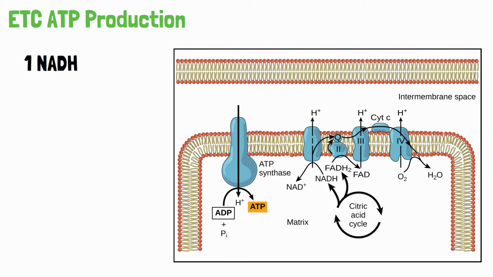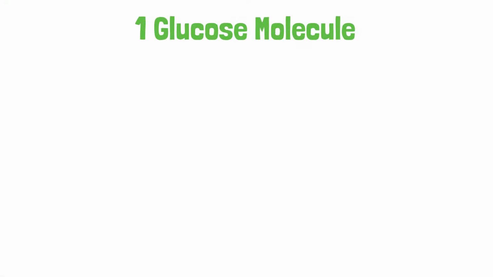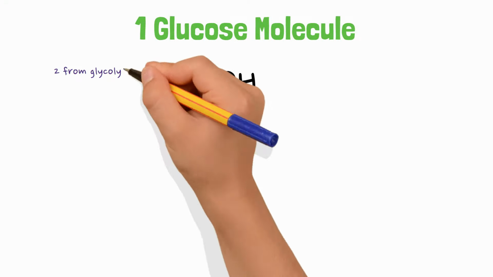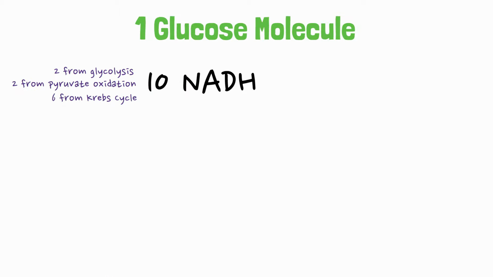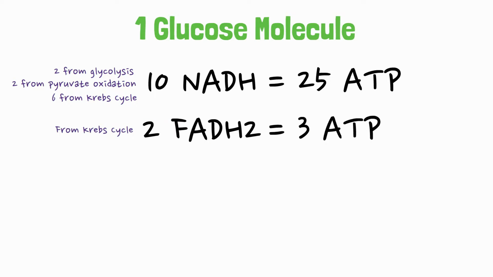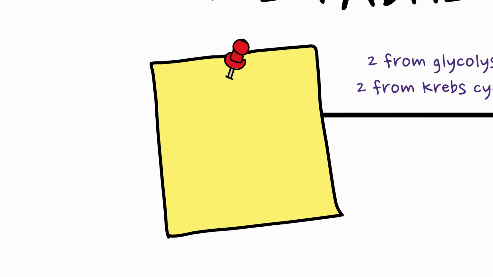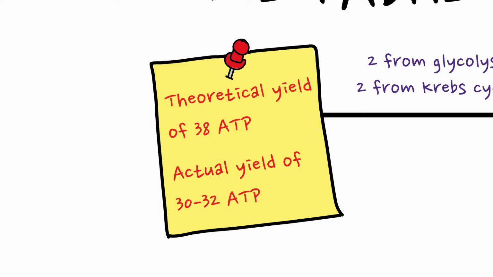For each NADH that goes into the electron transport chain, we get approximately 2.5 ATP out, and for each FADH2, we get 1.5 ATP out. Looking at our totals for a single glucose molecule, we have 10 NADH, 2 from glycolysis, 2 from pyruvate oxidation, and 6 from the Krebs cycle, which yields approximately 25 ATP in the final step of oxidative phosphorylation. We also have 2 FADH2 from the Krebs cycle, which produce 3 more ATP, and finally we have 4 ATP molecules, 2 ATP from glycolysis and 2 ATP from the Krebs cycle, for a grand total of 32 ATP from a single glucose molecule. It's very important to note here that there is a theoretical yield of 38 ATP, but conditions in the cell put the actual yield between 30 and 32 ATP.